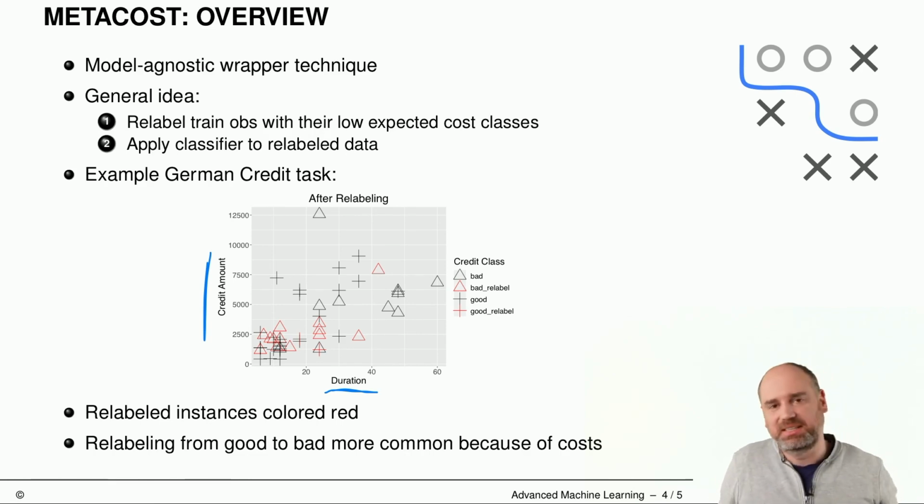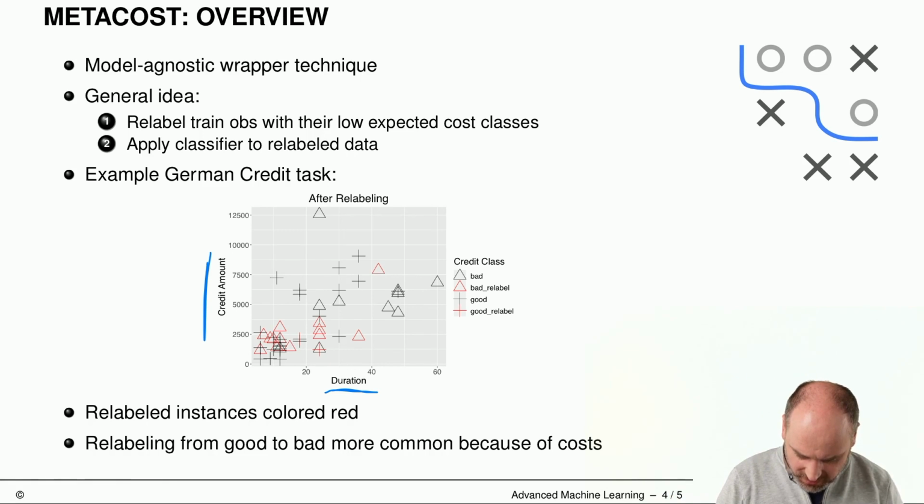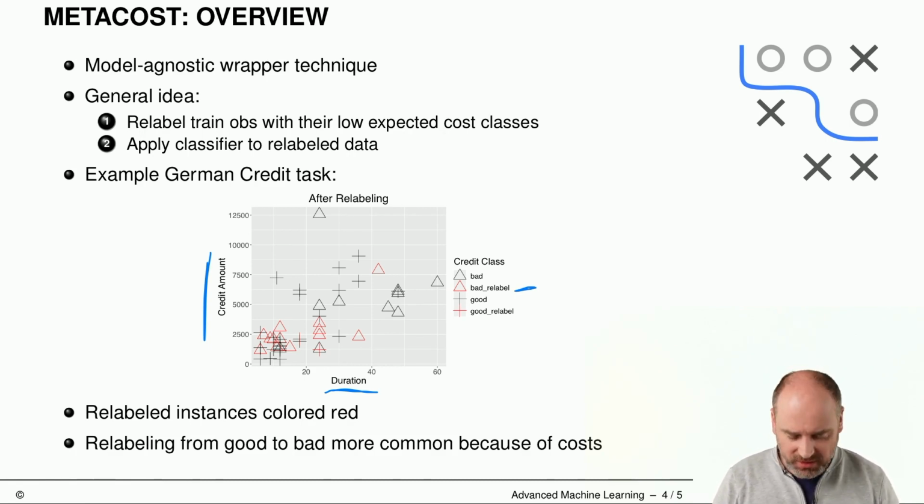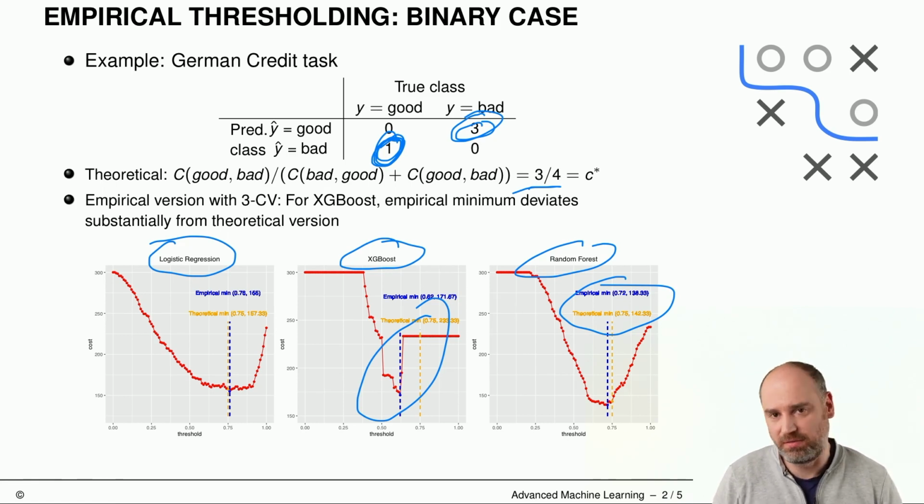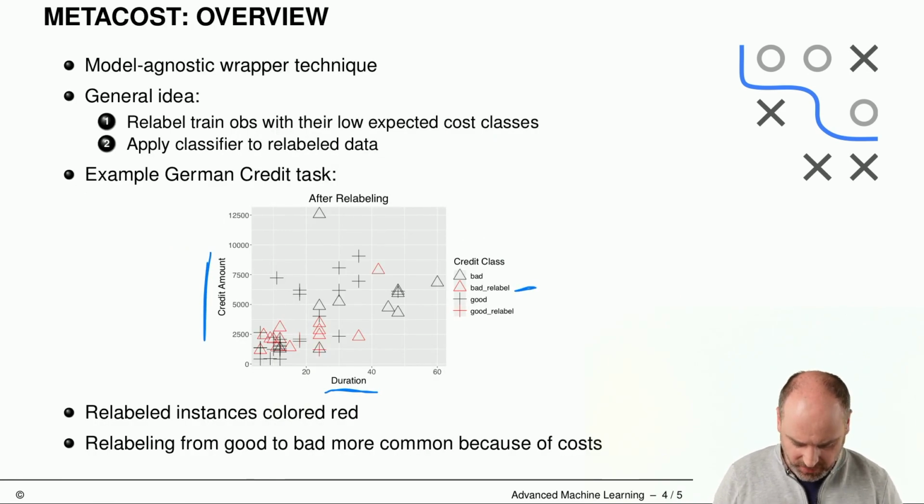I guess you can't see that much, but at the very least what you can see is that relabeling from good to bad, where we have these red triangles after relabeling, is a more common thing that happens in the algorithm because of our cost structure. If we labeled somebody as bad, we would decline their credit, and we would be in this case here in terms of an error. If we would predict somebody of being creditworthy, and then they default, we lose all of our money. So this is pretty obviously why this relabeling to the bad class occurs more often.